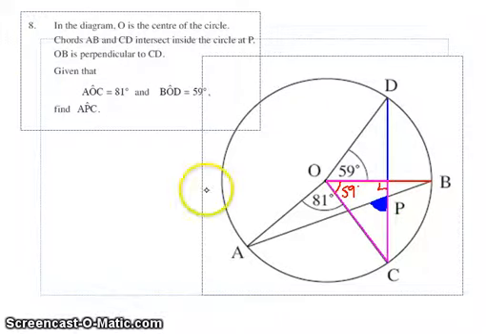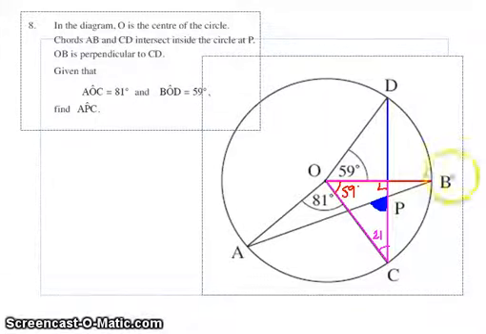I should be able to find this angle now at C. So 180 degrees in a triangle. I've already used up 90. That leaves us another 90. We've used up 59. So that leaves us with 21 degrees. Okay.